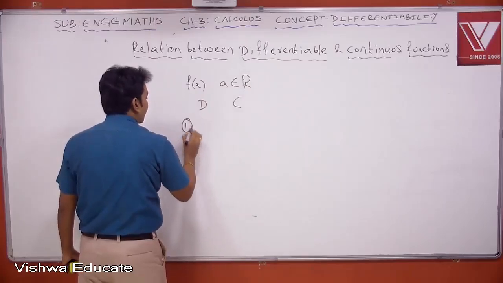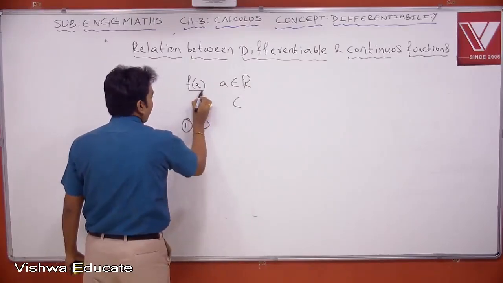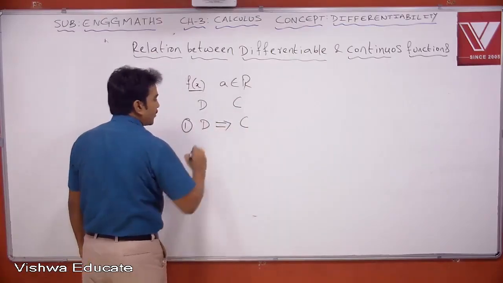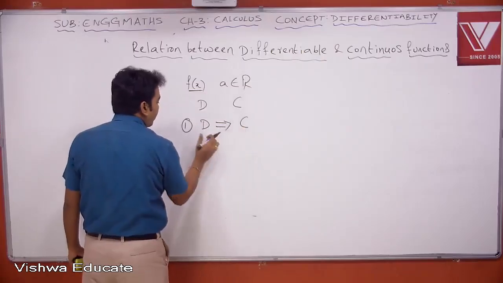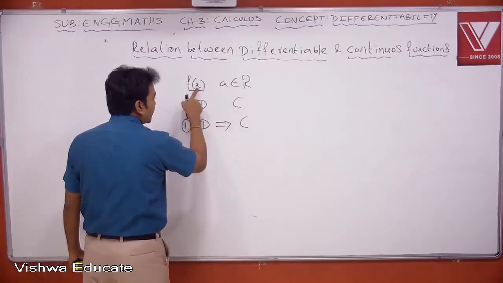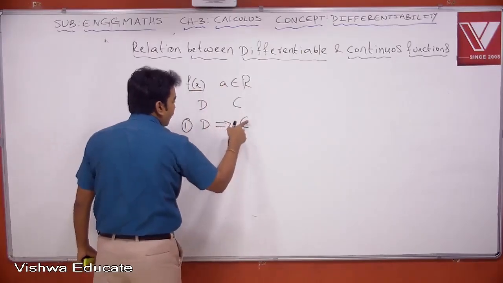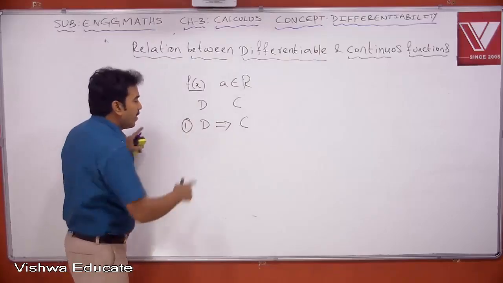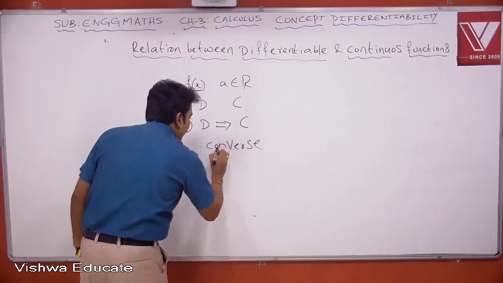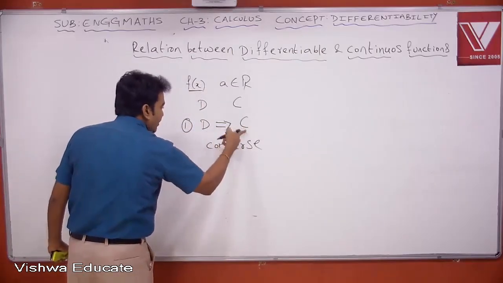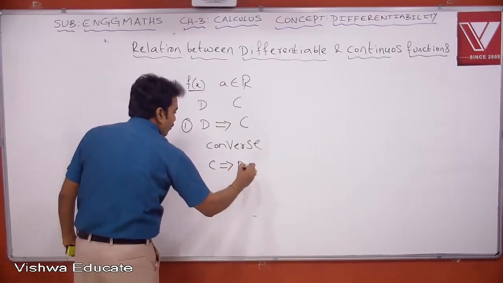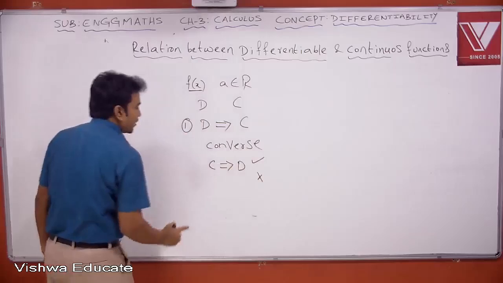Now the relation between these two is, if a function f of x is differentiable at a point A, it is automatically continuous at the same point. D implies C. That means all differentiable functions are continuous at those points. Now, what is the converse of this statement? Whenever we have some statement, we need to discuss its converse. The converse is nothing but C implies D. This may be true in some cases, may not be true in some cases.